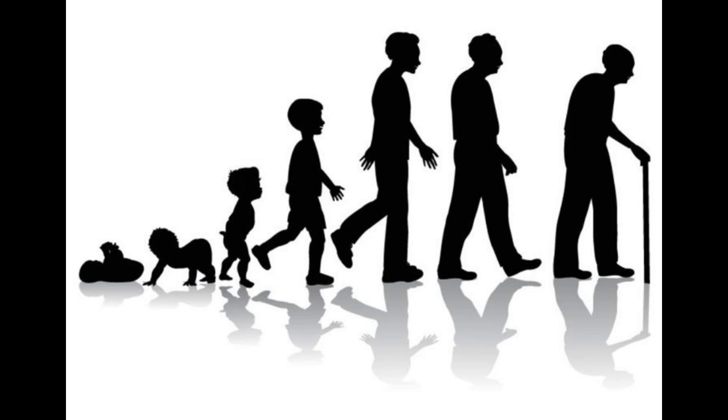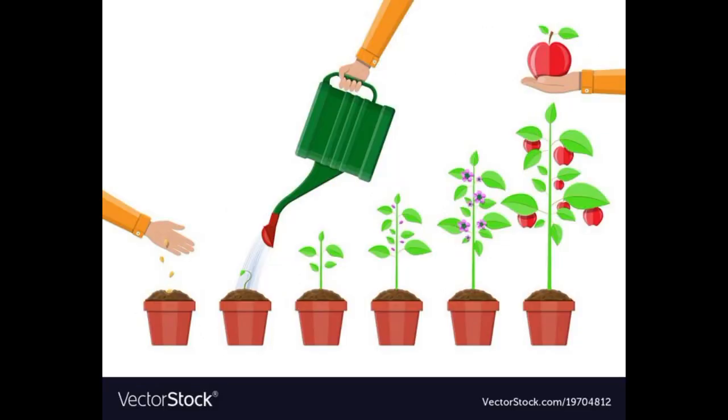Types of growth. There are two main types. One, determinate growth. Growth stops after a certain age, common in most animals, including humans. Two, indeterminate growth. Growth continues throughout the life of the organism, common in most plants and some lower animals, like fish.